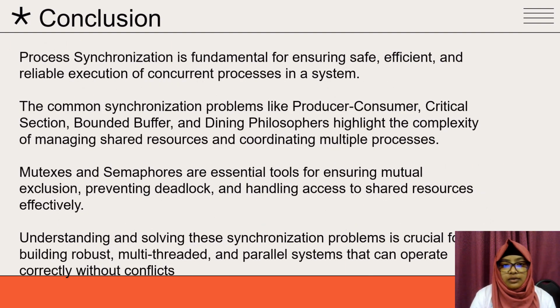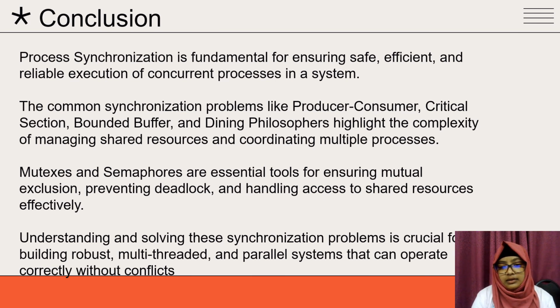Conclusion. Process synchronization is fundamental for ensuring safe, efficient, and reliable execution of concurrent processes in a system. The common synchronization problems like producer consumer, critical section, bounded buffer, and dining philosopher highlight the complexity of managing shared resources and coordinating multiple processes. Mutex and semaphore are essential tools for ensuring mutual exclusion, preventing deadlock, and handling access to shared resources effectively.